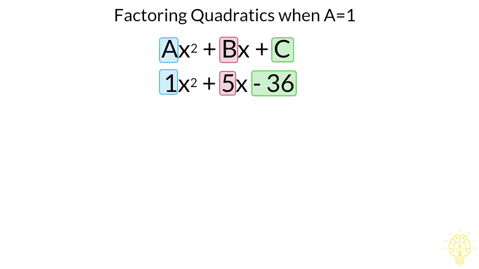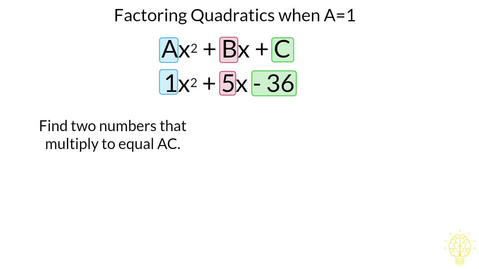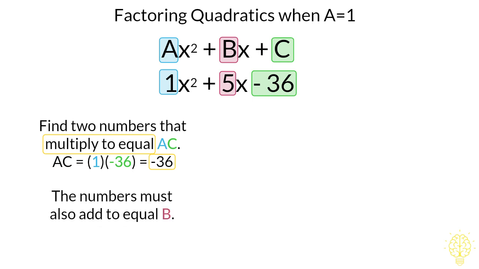When you factor a quadratic, the first step is to find two numbers that multiply to equal ac. Our a is 1 and our c is negative 36. 1 times negative 36 is negative 36. So we're looking for two numbers that multiply to equal negative 36. And these same numbers also have to add to equal our b term. Since our b is 5, the numbers that we're looking for have to add to equal 5. They also have to multiply to equal negative 36.